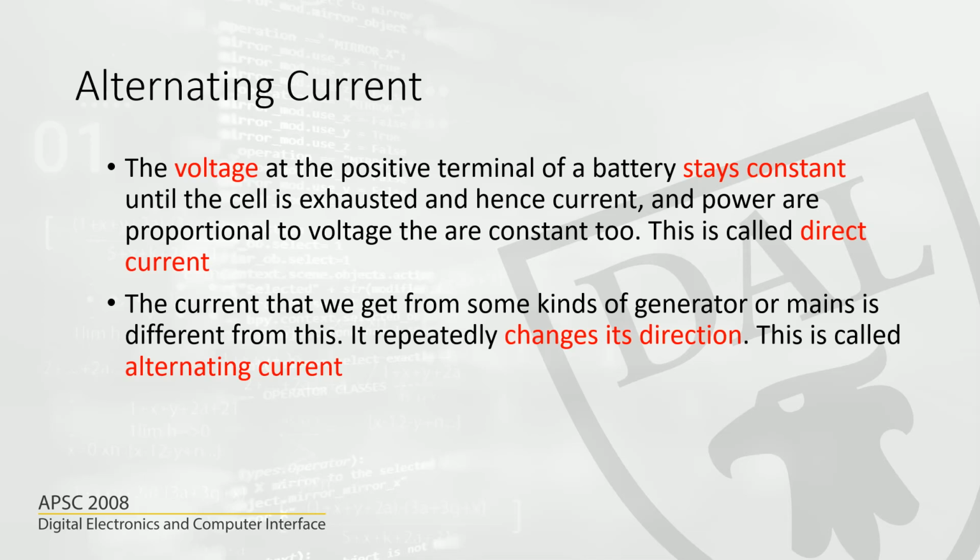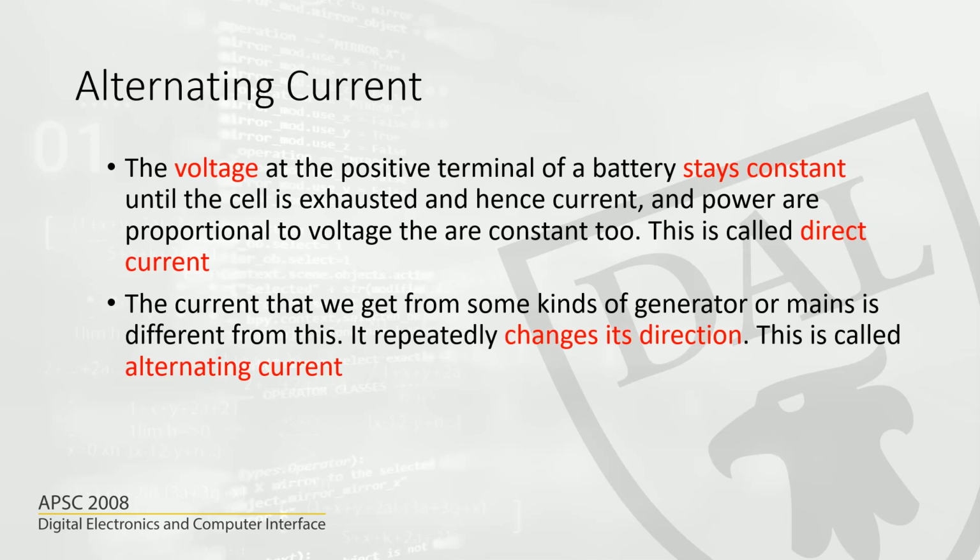If you measure the voltage across a battery, the voltage stays constant. A 1.5 volt battery will provide a constant 1.5 volts until the cells are exhausted or dead. And the current for a given load is going to be proportional to the voltage. So for a given load, that is going to be constant as well. If the current and voltage are constant, the power is going to be constant too.